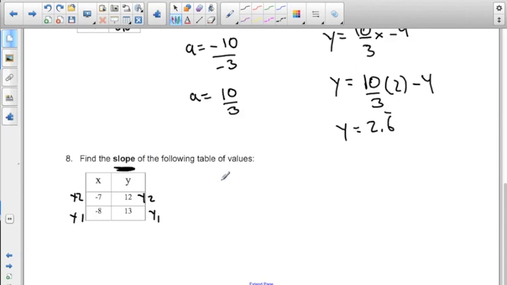All they want. So y2, 12 minus 13, over negative 7 minus 8, negative 7 minus negative 8, 12 minus 13. So this is still our a, in our rule y equals ax. All they want is the slope, so that's all we have to do. 12 minus 13 is 1.